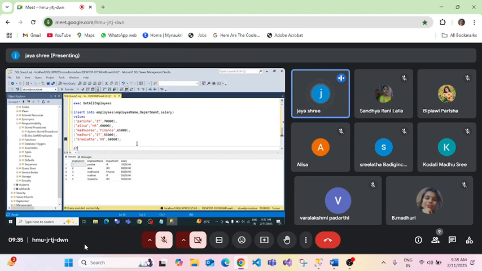Control plus K plus U. Okay. That is the multi-line comment. Control plus K plus C. This is the uncomment.